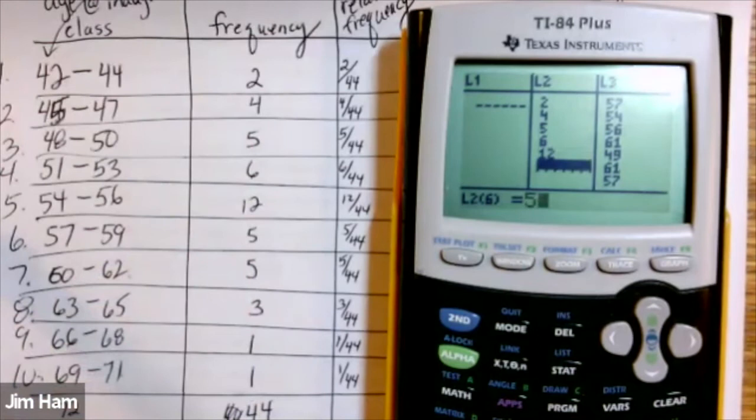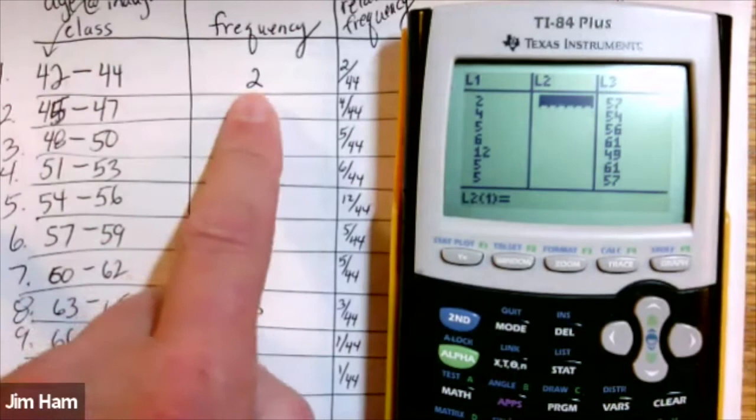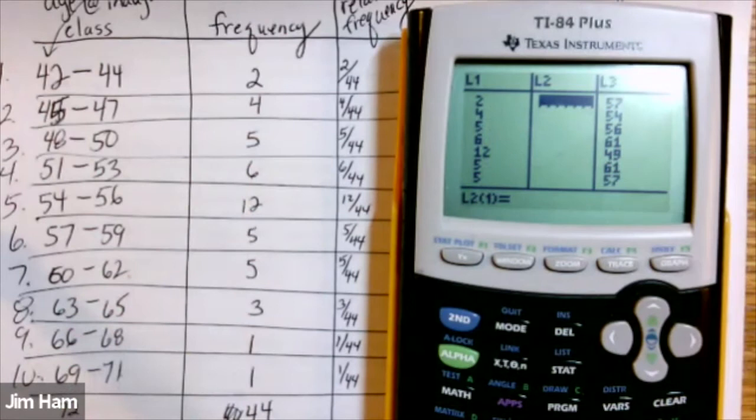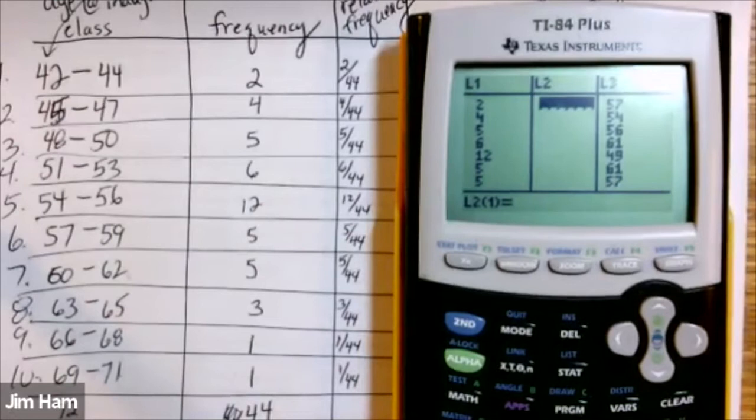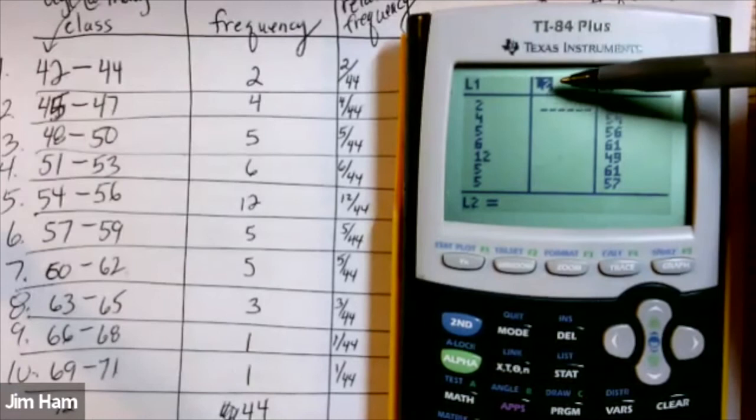2, 4, 5, 6, 12, 5, 5, 3, 1, 1. Oops, because I put them in L2. All right, so you can see in L1, I have all of the frequencies. I had to divide all those numbers by the total of 44. So instead of doing them one at a time on the home screen, I'm going to use a formula. So I'm going to highlight L2, and I'm going to enter a formula.